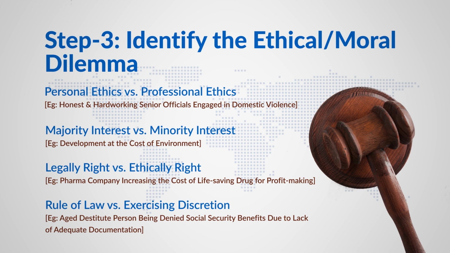Or consider a case where an aged, destitute senior citizen is being denied social security benefits just due to the lack of adequate documentation. This right here is reason number 4 for a dilemma in which on one side is the rule of law while on the other side is the exercising of discretion.